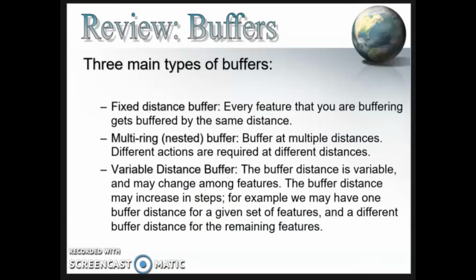Buffering is an operation that creates a buffer and is useful for proximity analysis. A buffer is a zone around a map feature with an area calculated using distance or time. Buffering may be applied to point features, line features, or polygon features. However, the output will always be a polygon feature. So we have three main types of buffers. We've got the fixed distance buffer, multi-ring buffer, and variable distance buffer.